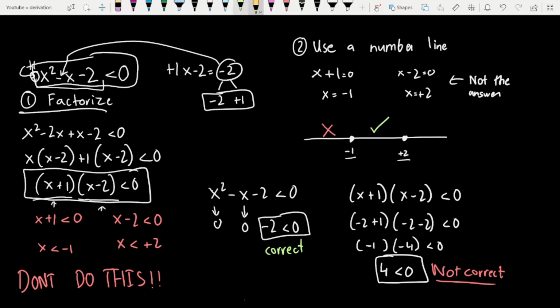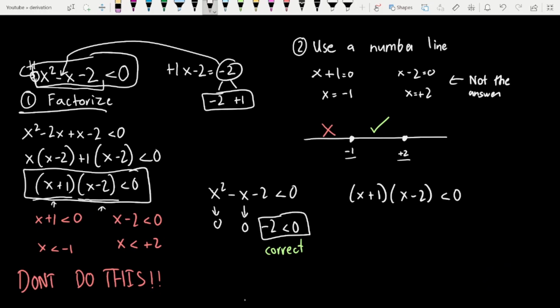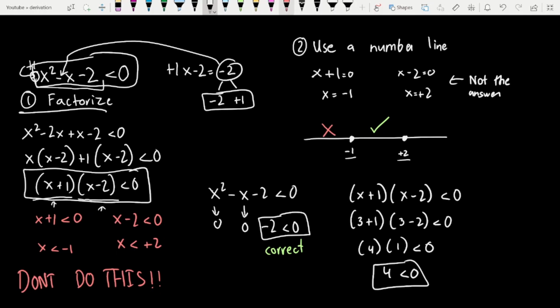Okay, so now we're at the final section, anything greater than plus 2, so plus 3, plus 4, plus 5, it's up to you. I am going to pick plus 3. So there's going to be plus 3 in here, plus 1, and then a 3 in here, minus 2. And 3 plus 1 is 4, 3 minus 2 is 1. 4 multiplied by 1 is just 4. Is 4 smaller than 0? No, it's not. This is not correct. So big cross over here, big cross over there.